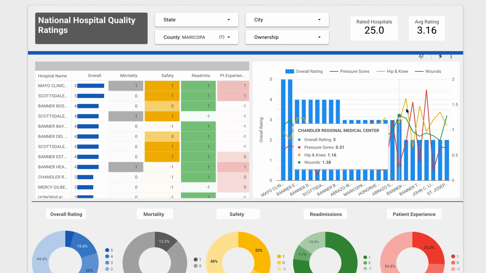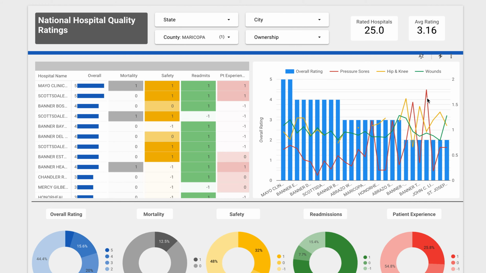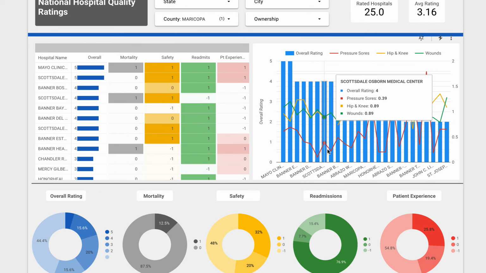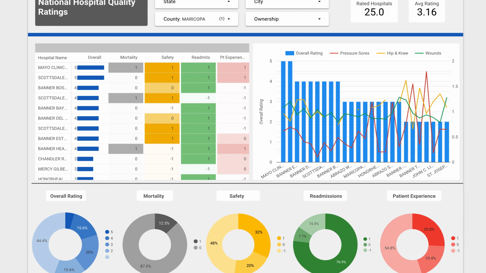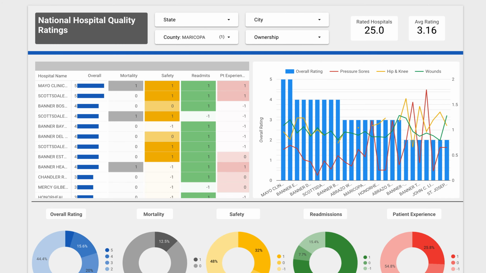You'll see down here that at Mountain Vista Medical Center, the overall rating is 2. You have much higher pressure sore issues that could be related to staffing, it could be related to caseload. Being understaffed for nurses and nurses' assistants can be a sign of there being lots of pressure sores. Down here you can see the distribution for whatever you've chosen. You see a distribution of the overall rating, the mortality rating, safety, readmissions, and patient experience. If you go to page 2, you'll see some information on cost.